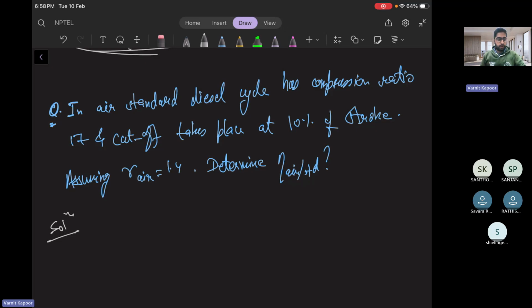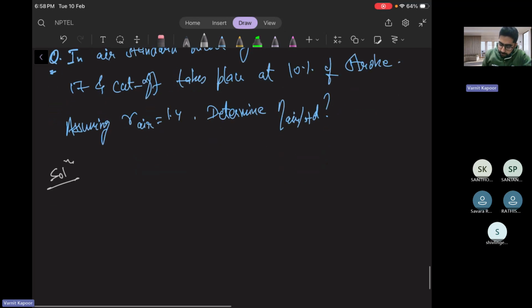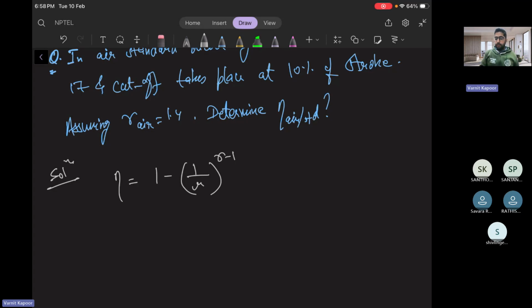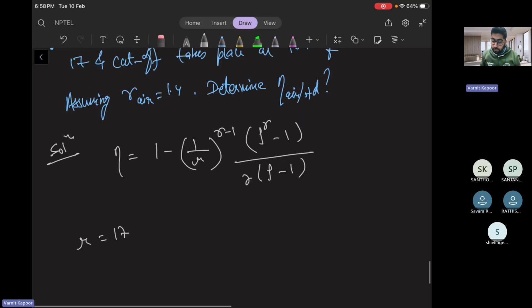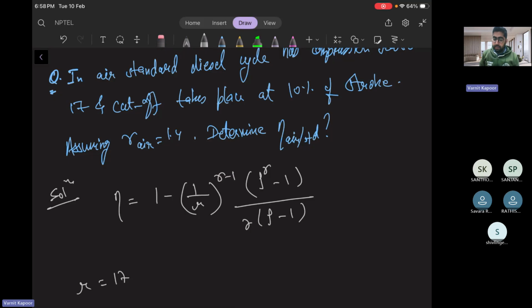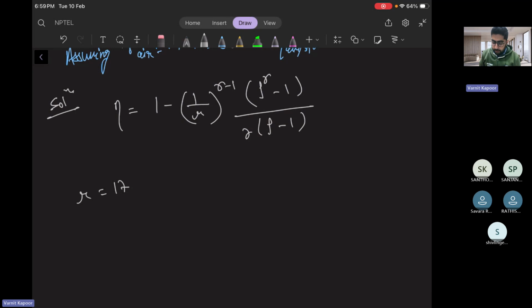So let us come to the solution of this. We know the formula directly. We have derived this. Air standard efficiency of a diesel cycle is 1 minus 1 by R to the power of gamma minus 1, then rho to the power of gamma minus 1 by gamma times rho minus 1. This was your relation. In the question, it is given compression ratio is 17. So R is given to be 17. You don't know what is rho so far, but I have explained this point that cutoff takes place at 10% of the stroke.